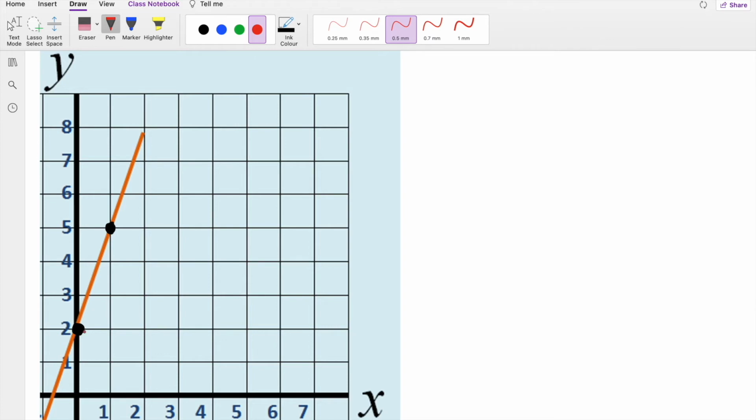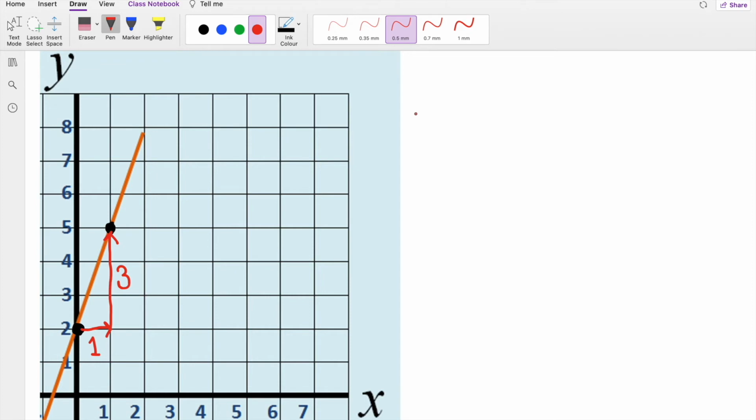So I need to travel 1 in the x-axis. I've gone from 0 to 1, so that's a travel of 1 on the x-axis. And you need to move 1, 2, 3 squares up. In the y-axis that is positive because I've gone from 2 to 5.